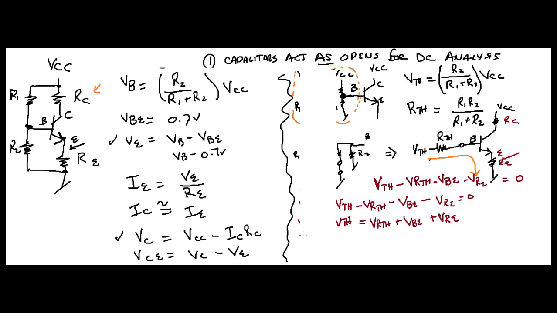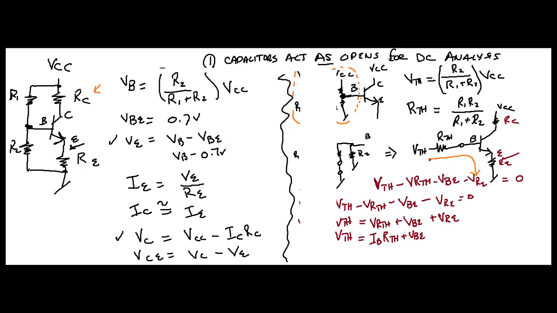So I'm going to draw this again. VTH is going to equal, now VRTH, that's the voltage drop across your Thevenin resistance. That's going to be the same as your base current, right, times what? RTH. Remember your Thevenin resistance. Remember V equals IR, right? Always go back to Ohm's law. It seems like that's where everything always leads, right? Now we're going to say plus VBE. That's a constant. We know what that is.